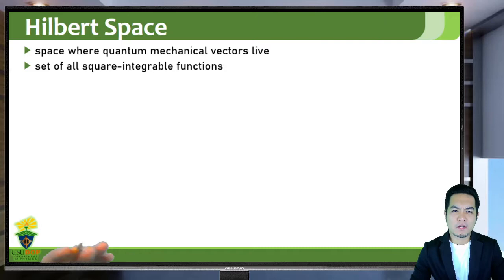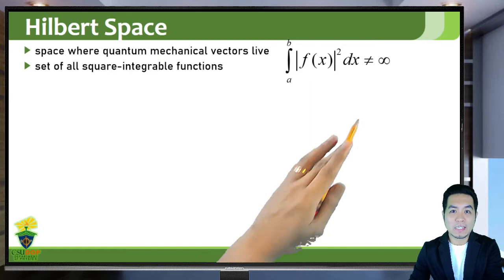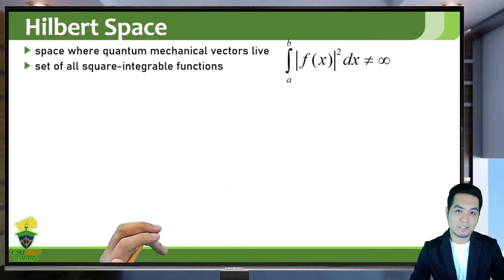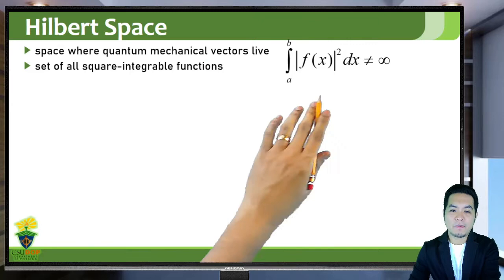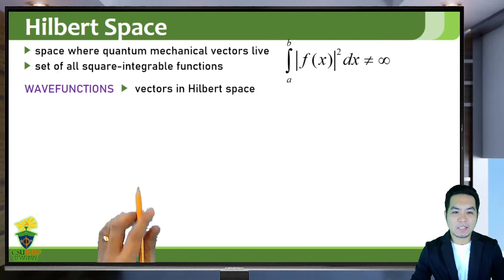When you say square integrable functions, it means that if you take the absolute value squared of the function and then integrate it, the value of that integral must not be infinite, or must be finite. In the case of quantum mechanical vectors or wave functions, the value of this integral must be greater than or equal to zero. So wave functions, again, represent the state of the system, and in Hilbert space, they are actually vectors. They're vectors in Hilbert space.